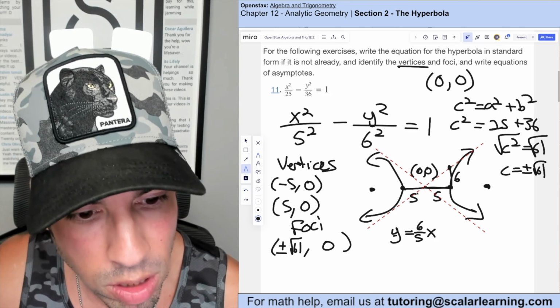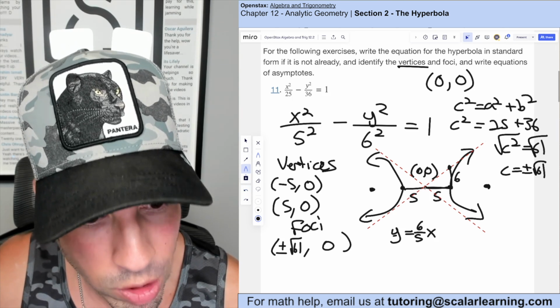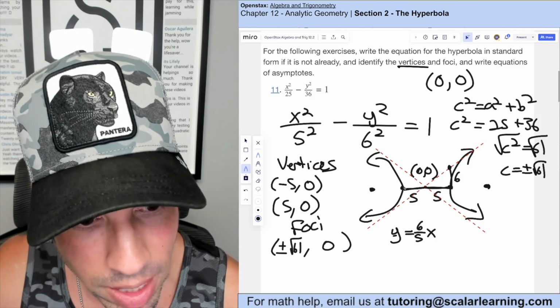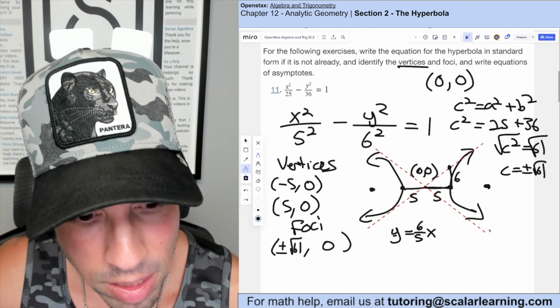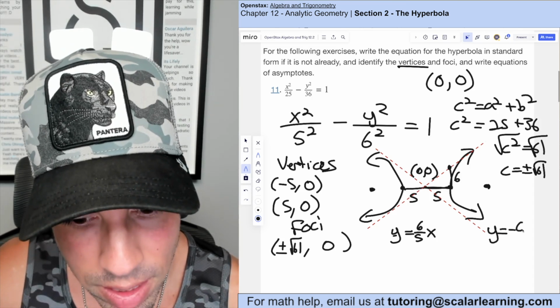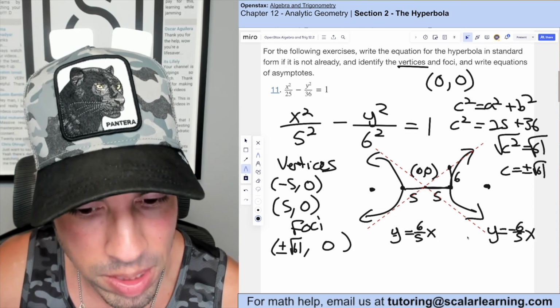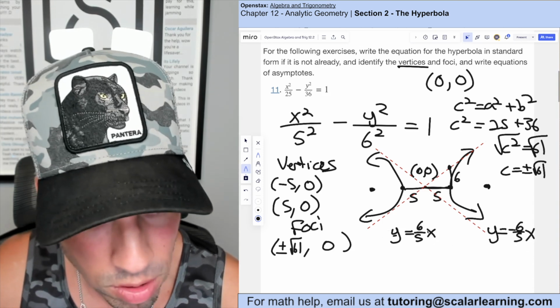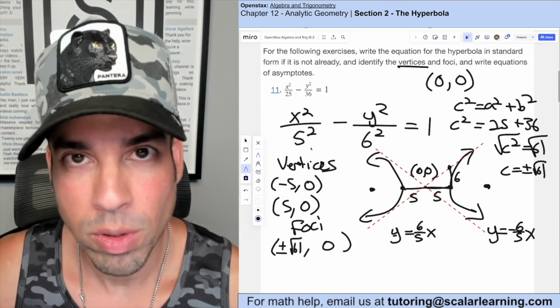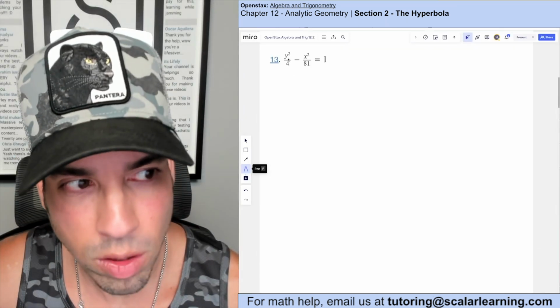And then for this other one coming down the other way, now what are we doing? We're going to the left by 5, negative 5, and then up 6. So that asymptote will be y equals negative 6/5 x. Same exact thing, except we have a negative slope. So that is how you do it. Done.